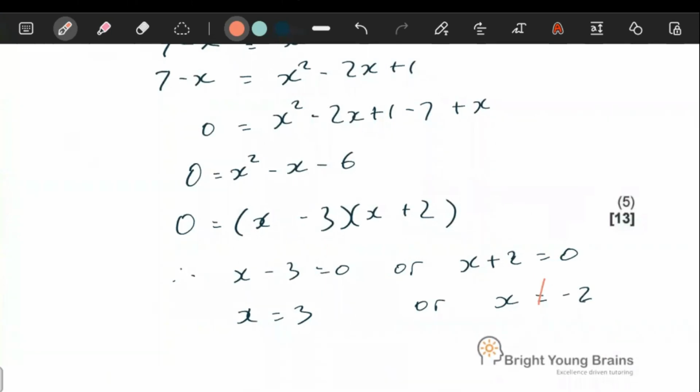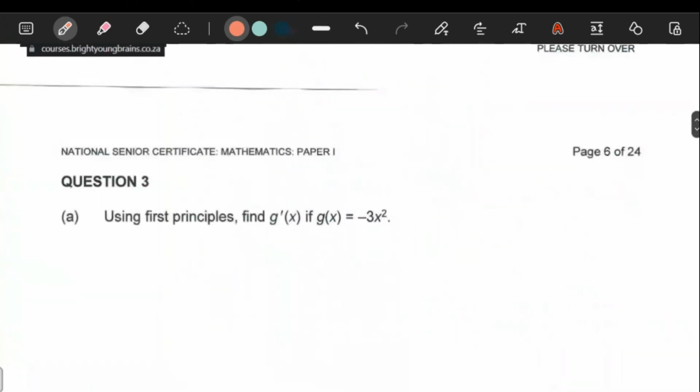So all that being said, let us keep moving forward. So let's see here. Let's keep moving forward. So moving forward, we have here question 3.